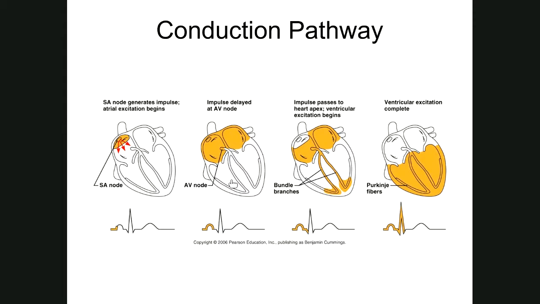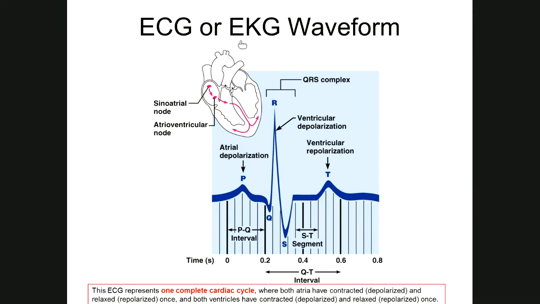What we can see down here at the bottom is an EKG, that's a German spelling, or ECG, which is an English spelling for electrocardiogram. And here is one right here, the EKG or ECG waveform. This is one complete cardiac cycle you're going to see represented here. Both atria contracting and relaxing, and both ventricles contracting and relaxing. So it's a recording of the electrical activity of the heart.